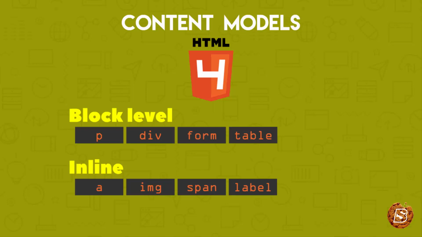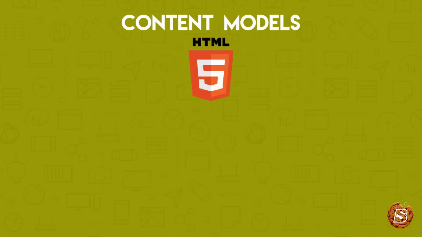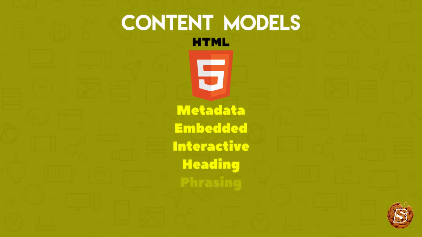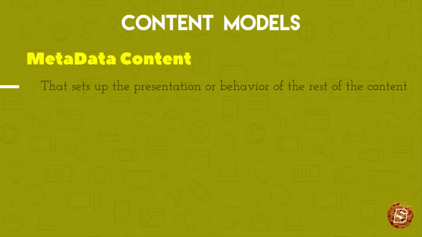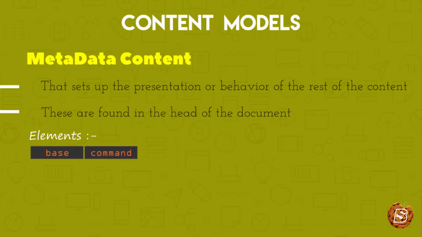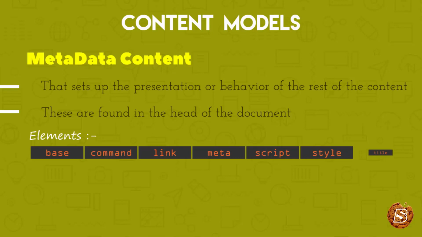block level elements. Now with HTML5, the content model has changed and now HTML5 has 7 types of content models. Let's go ahead and take a look at it. So with HTML5, we have metadata, embedded, interactive, heading, phrasing, flow, and sectioning. If we talk about the metadata content, as per the specification, metadata content sets up the presentation or behavior of the rest of the content. These are found in the head of the document. And elements include base, command, link, meta, script, style, title.